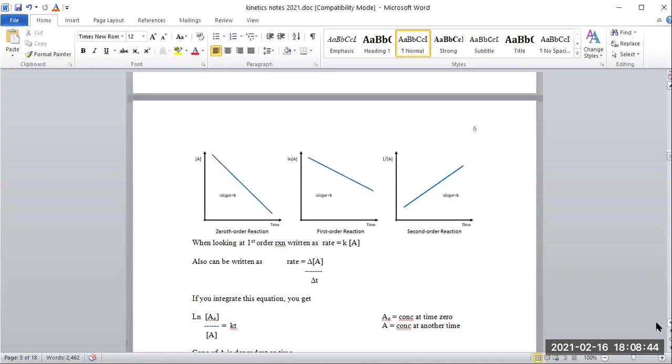Note all of these have time on the bottom. The first order reaction, which I skipped, has natural log of the concentration of whatever it is you're looking at up the side as your y-axis. For second order, you have an inverse. You have 1 over a concentration. And also note, your slope is positive on that one.